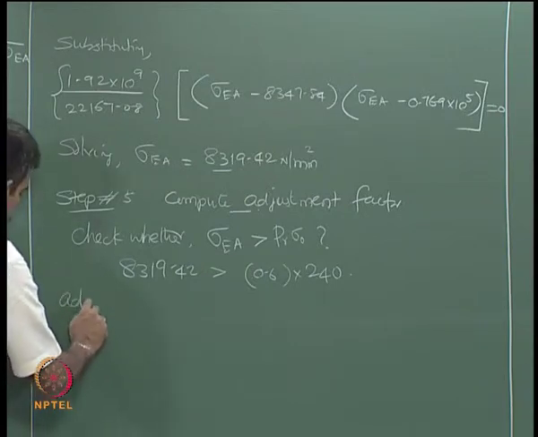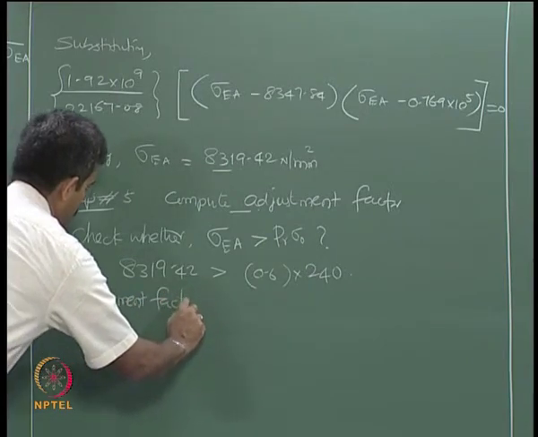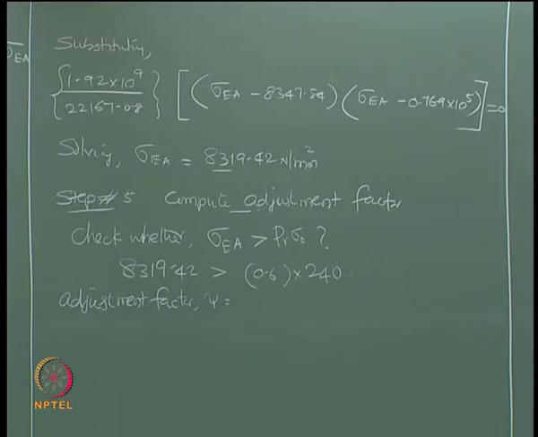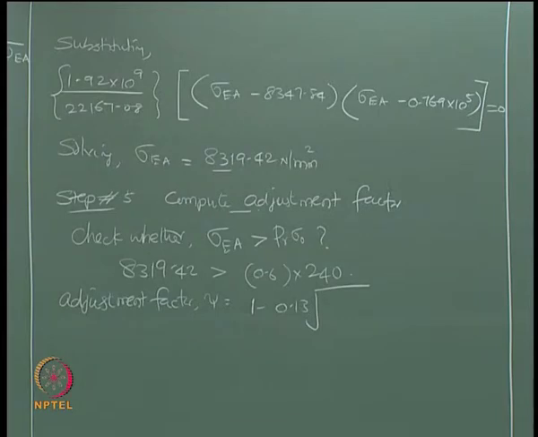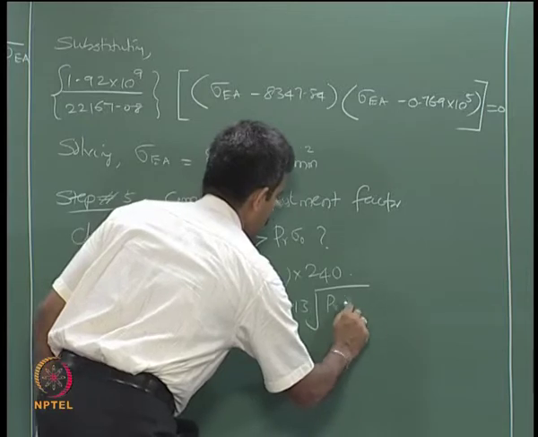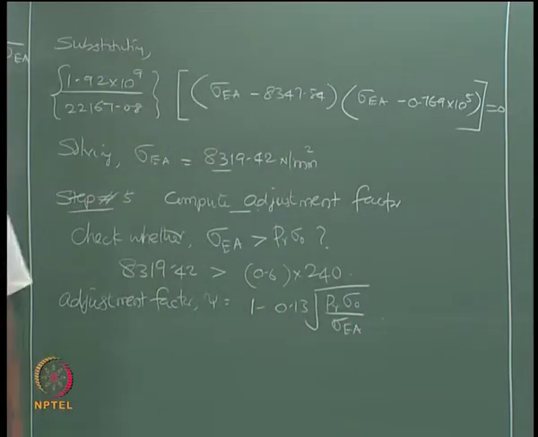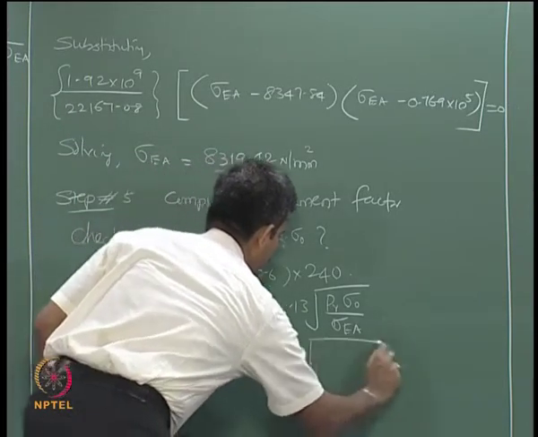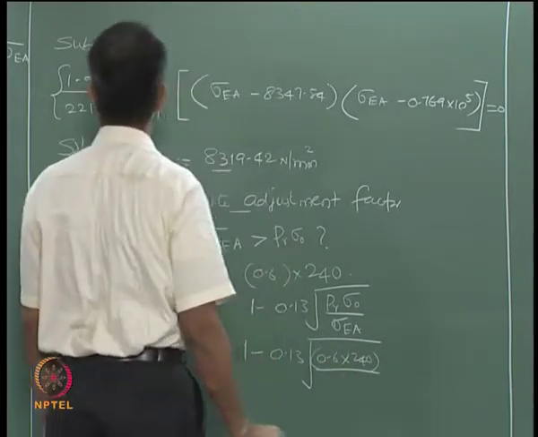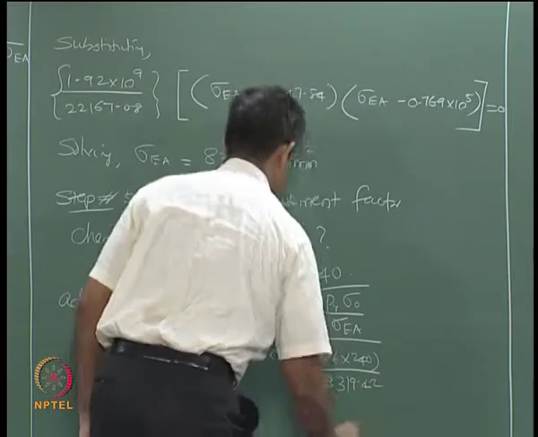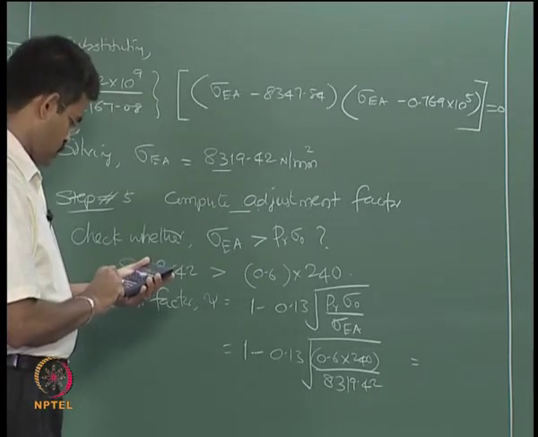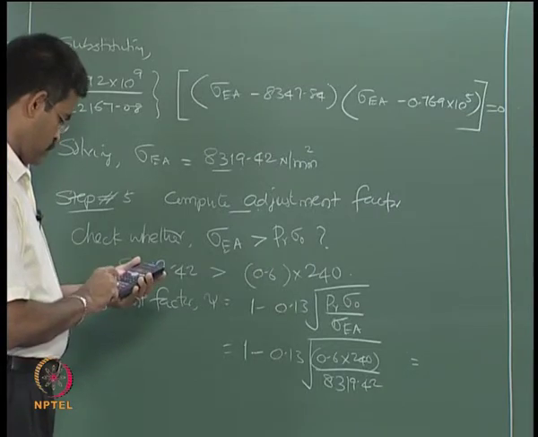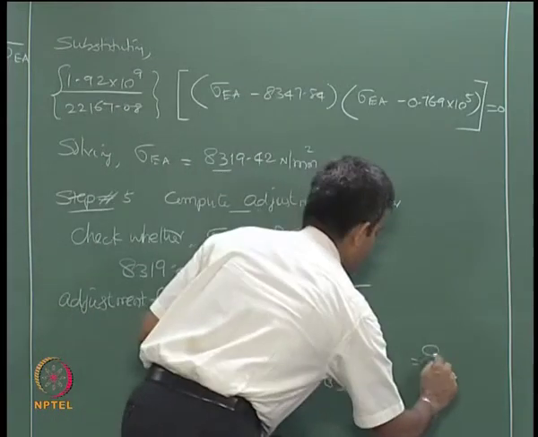If sigma Ea is higher than PR sigma naught, then the adjustment factor psi is given by an expression: 1 minus 0.13 root of sigma Ea. So, I substitute them, I get 0.98.